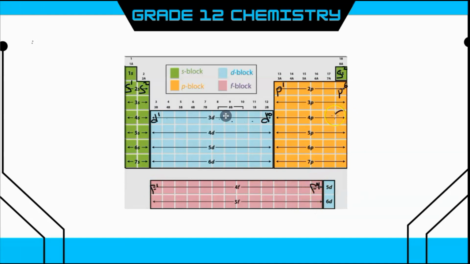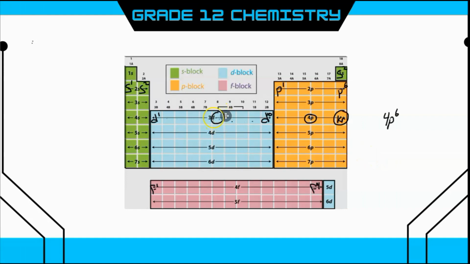So krypton is right here. This is where krypton is. Notice that it ends in a p block, specifically 4p, and in our 6. So it ends in 4p6. That's why I knew where krypton ended. Now let's use this to try and help us quickly figure out the electron configuration for any element.